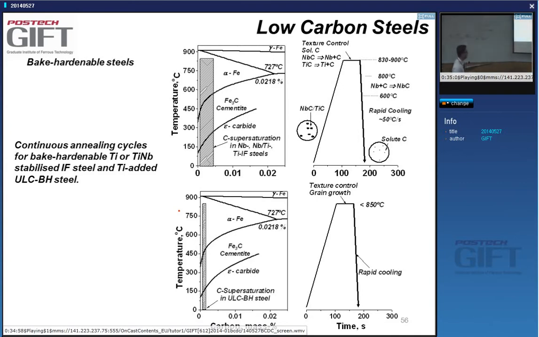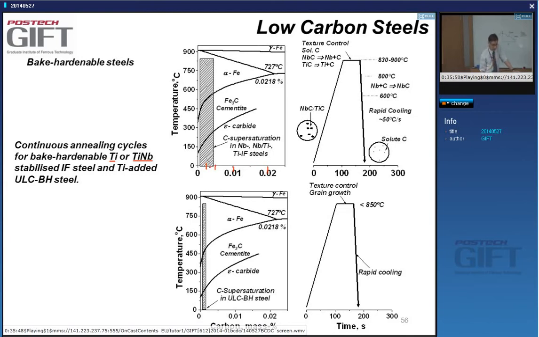Okay, so that is where the idea of using niobium as a carbon stabilizer also comes in. Because, so let's look at the titanium or titanium niobium IF steels. So when you have an IF steel, you have extremely low carbon contents. Yeah? So this would be, this 200 ppm, this is 100 ppm, this is 50 ppm. So you have around this much carbon, 20 ppm, okay?